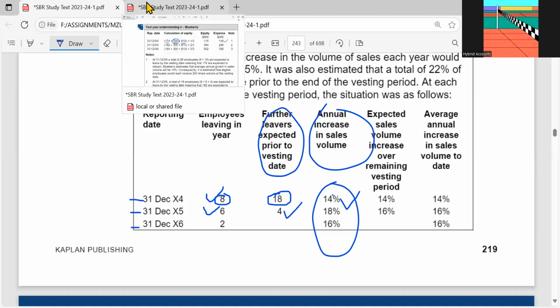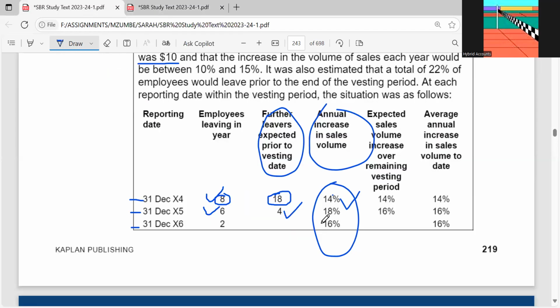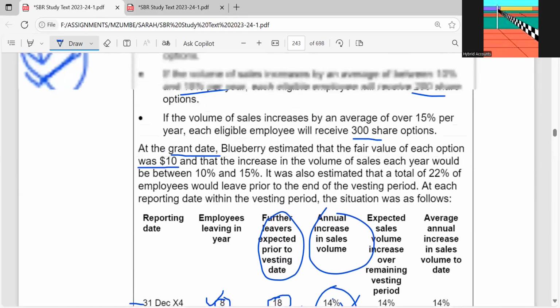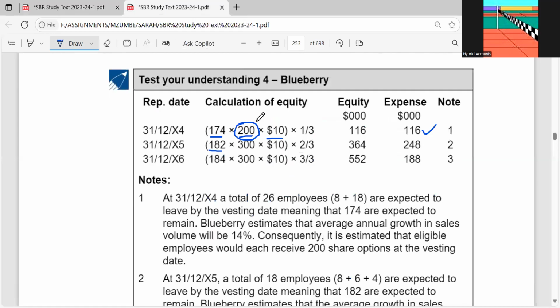200 minus 18, you get 182. Here you have it. How many options per employee? You look at the performance, right? The second year, the performance was 18%, the increase in sales. So you go and look where 18% lies. It's over 15%, right? Which warrants 300 share options. So you come here and multiply by 300. Grant date fair value is the same, and here it's the second year, so we multiply by 2/3, right? You get 364, which is equity. How to get the expense? 364 minus 116, and you have your 248.